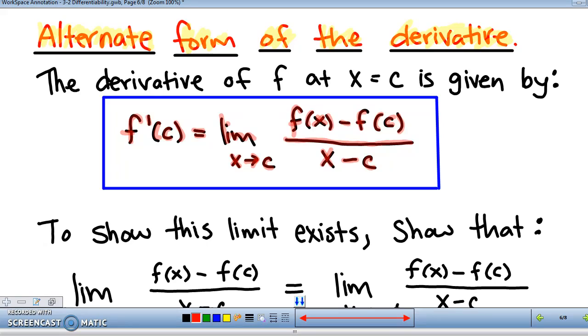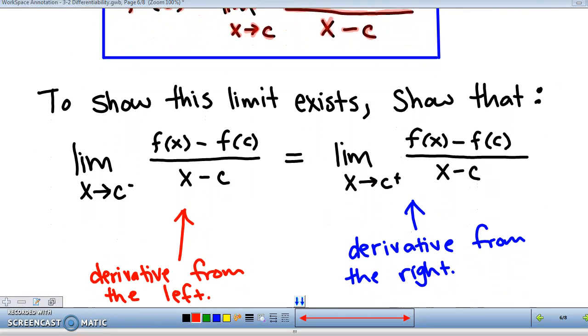So this leads us to the alternate form of the derivative. The derivative of f at x equals c is given by f prime of c is equal to the limit as x approaches c of f of x minus f of c over x minus c. To show this limit exists, we got to go back to this concept that we learned in the last chapter. Okay, this should all be familiar. Look familiar? The derivative from the left should equal the derivative from the right.